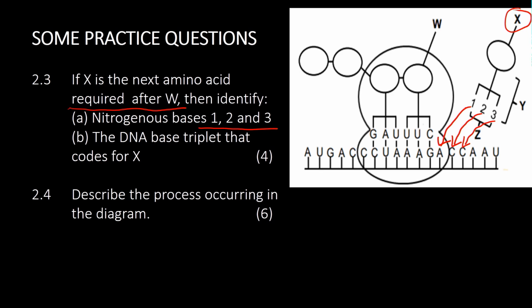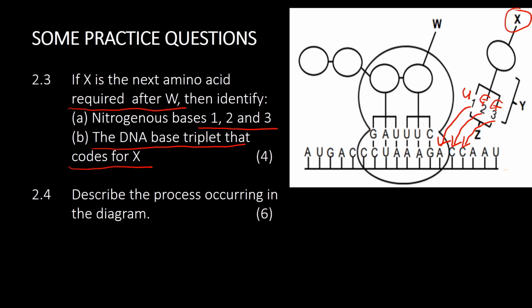So what is complementary to A? It's got to be U. What is complementary to C? It's got to be a G, and 3 also has to be a G. So that would be UGG. The next is the DNA base triplet that codes for X.